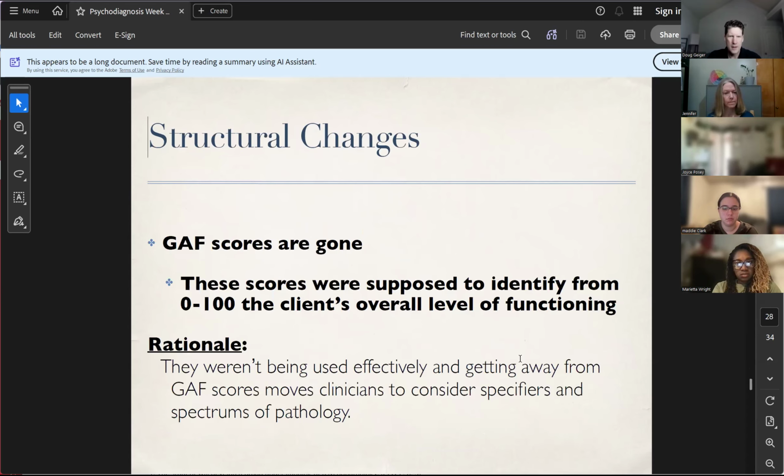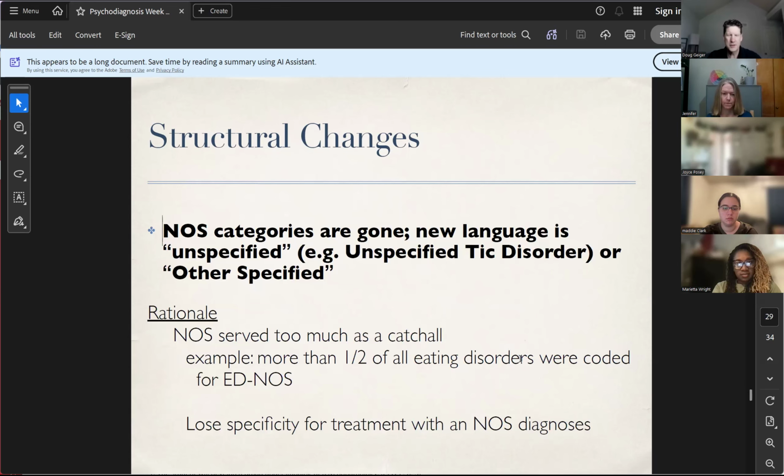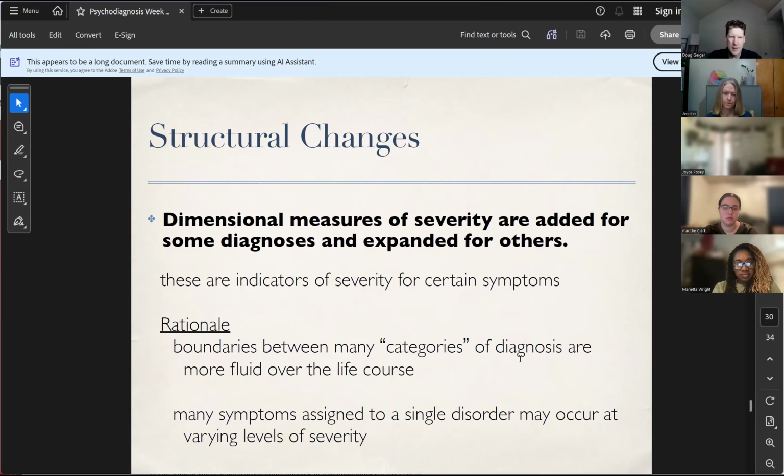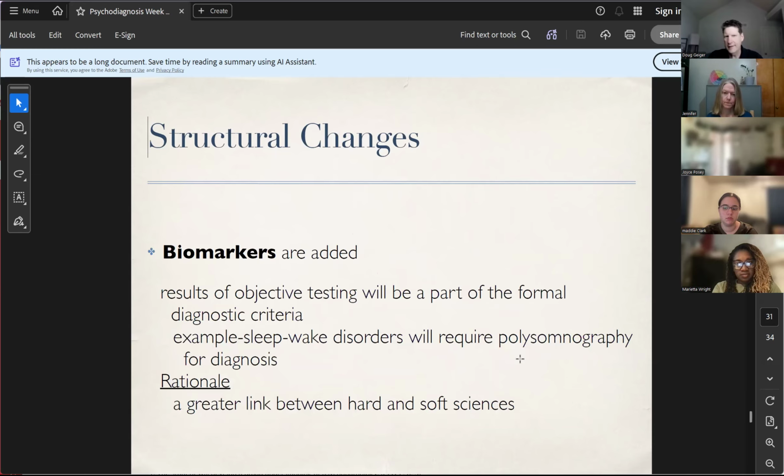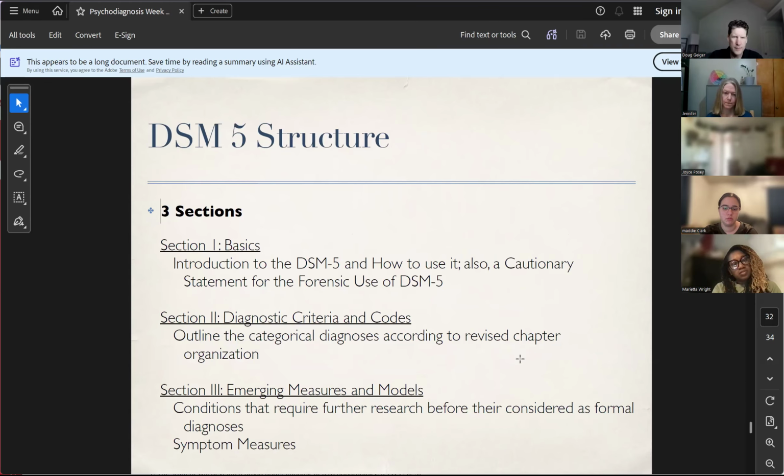Sorry, skipping through some of these. This is more in depth about the DSM that you don't really need to know. You just need to know what the DSM is used for.